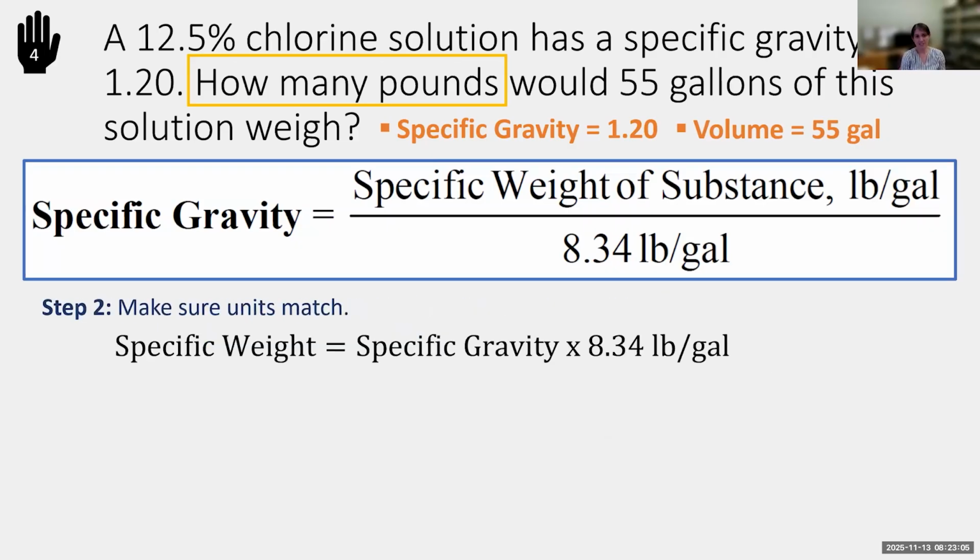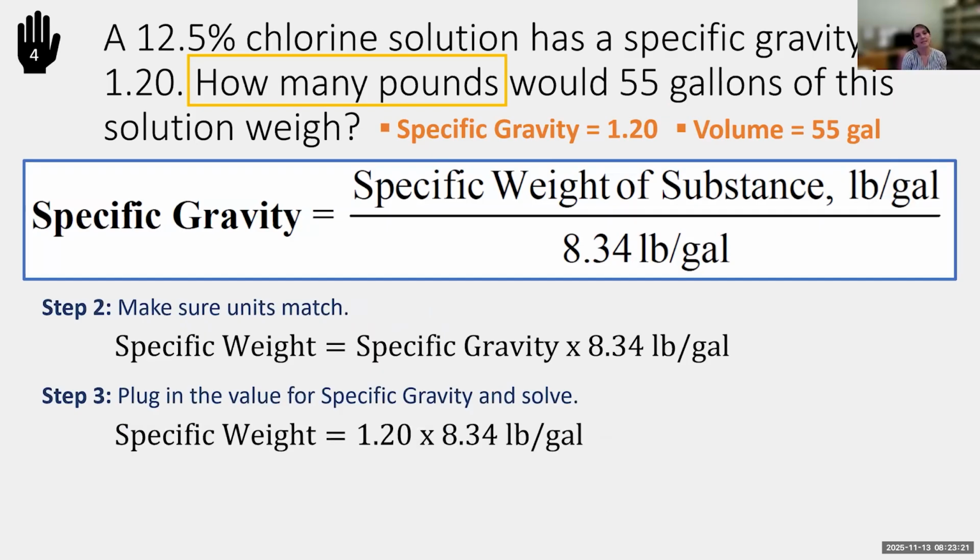For step two, we're going to make sure that our units match. Specific gravity is a unitless number, and the specific gravity we're given is unitless. So we can move on to step three. We're going to plug in the value for specific gravity and solve. So the specific weight equals 1.20 times 8.34 pounds per gallon, and we get an answer of 10.0 pounds per gallon.